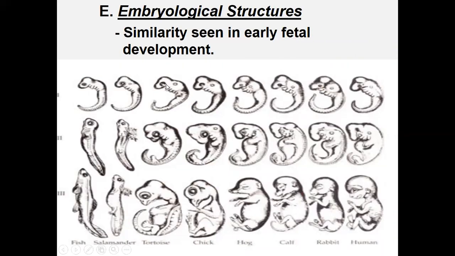Embryonic structures. During their developmental stages, the earlier we look back, the more similar some really, really different species look. This means that probably way, way, way back in our evolutionary history, we were the same animal and we've diversified or changed from there. Look how similar fish, salamander, tortoises, chickens, hogs, pigs, rabbits, and human all look. Very, very similar, much more diverse as we become almost ready to be born.